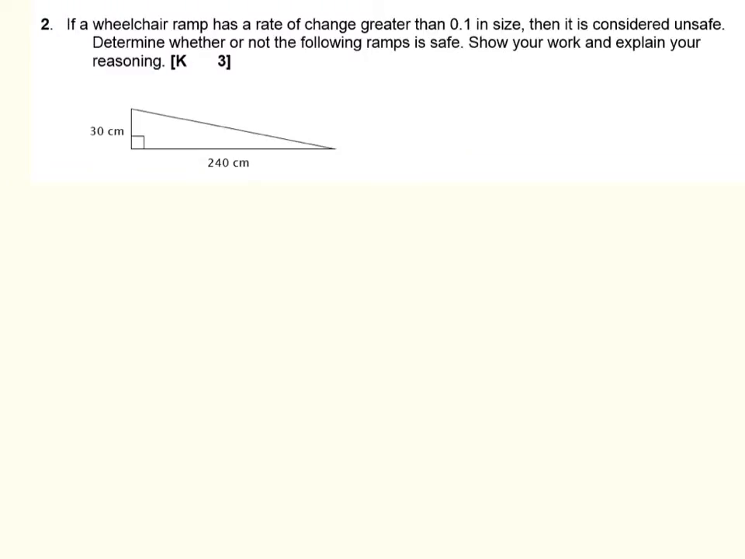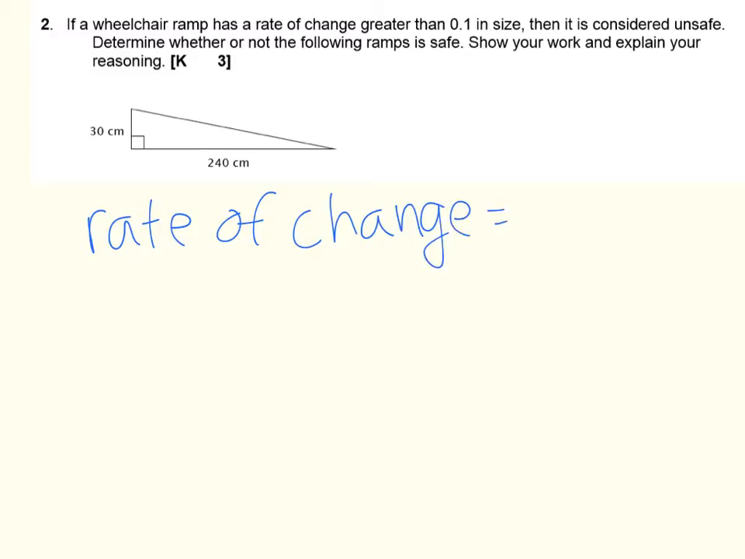Question 2. If a wheelchair ramp has a rate of change greater than 0.1 in size, then it is considered unsafe. Determine whether or not the following ramp is safe. Show your work and explain your reasoning. So for this question, I've got to look at rise over run because rate of change equals rise over run, and you should all be familiar with this by now.